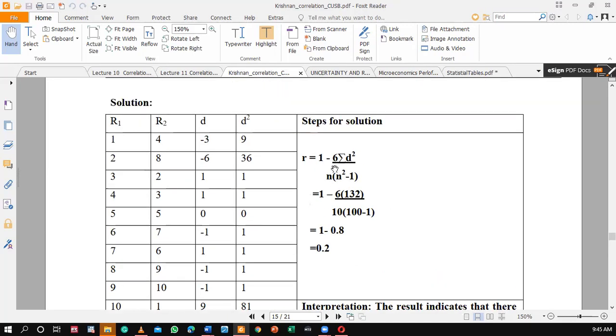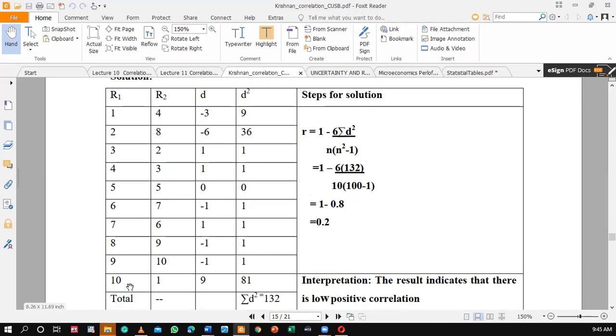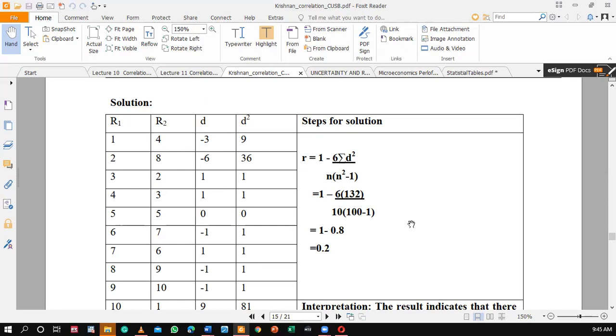So you just go to the formula. 1 minus 6 times sigma D squared. The sigma D squared is 132. Don't square the 132 again. The 132 is the value of the sigma D squared. So 1 minus 6 times 132 divided by n, where n is 10. You can count them, the highest rank is 10. So 10 times 10 squared, which is 100, minus 1. Doing this, we get 0.2.